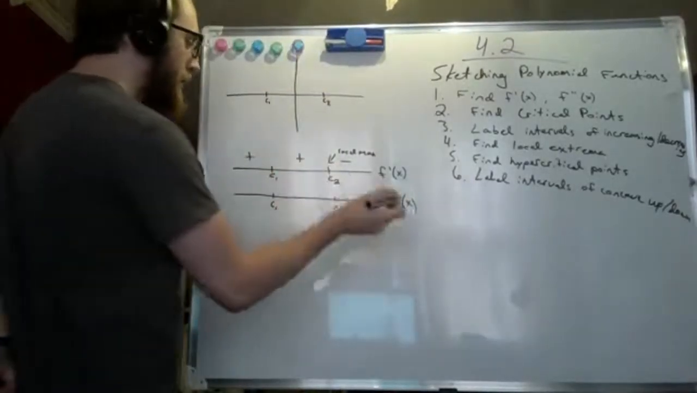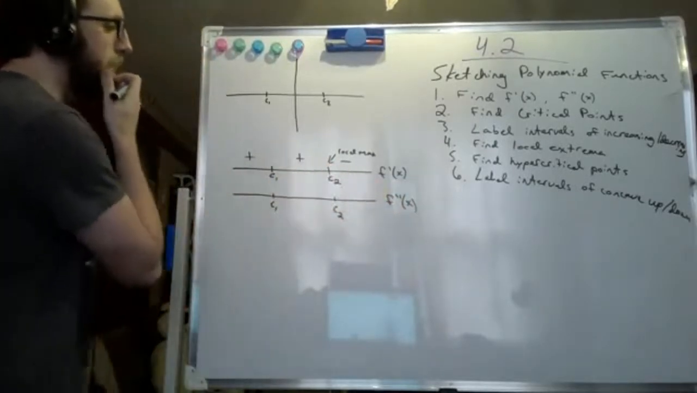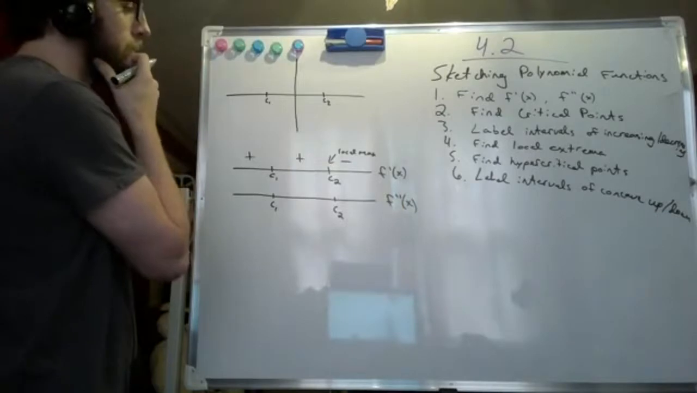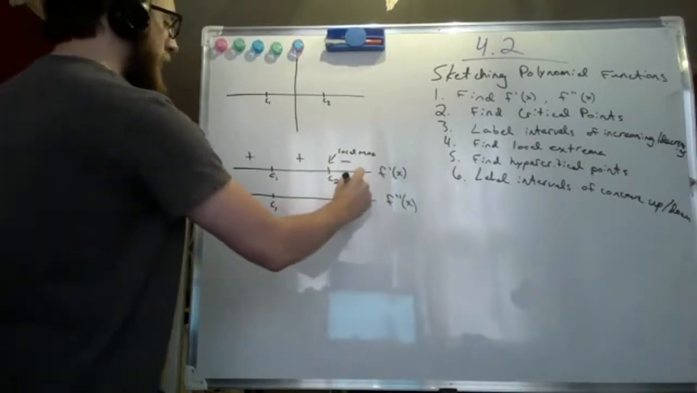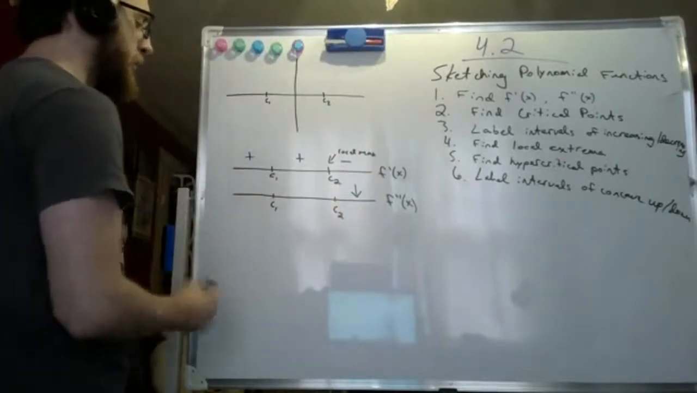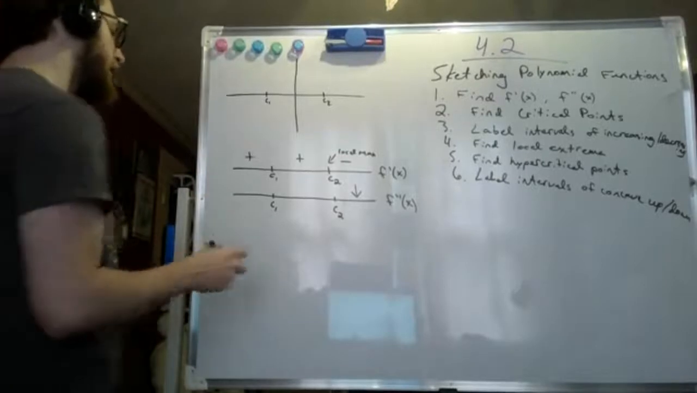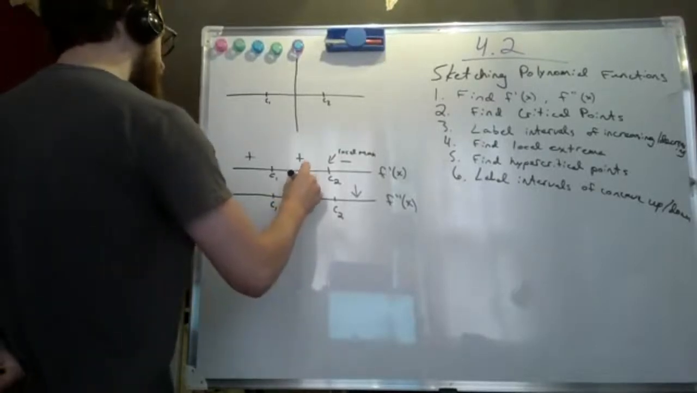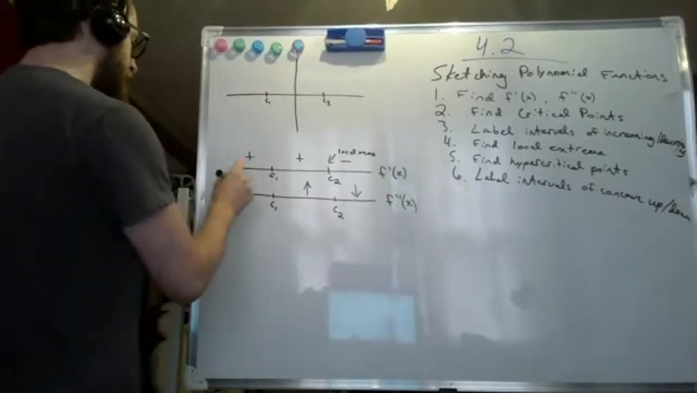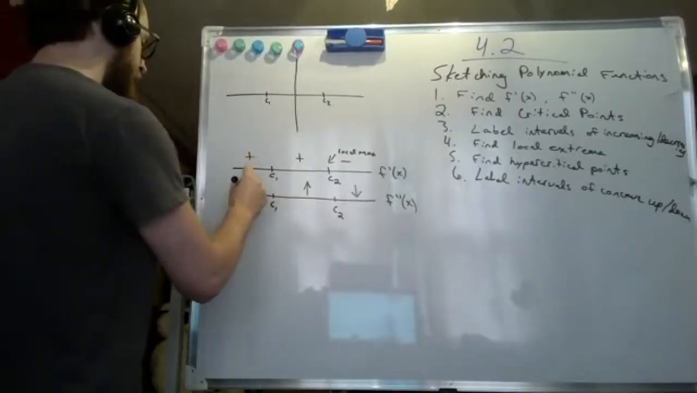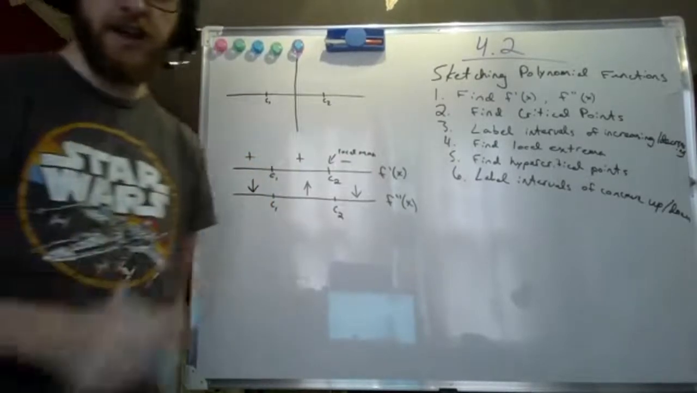So, okay, maybe we're, let's see, let me think about this a little bit. I don't want to make it too easy. Yeah, let's say we're concave down here. So I'm going to use a down arrow for concave down. It's curving downward. Let's say I'm concave up here in the middle. And then here on the left side, let's say I'm concave down again. Okay, so I've labeled my concavity.